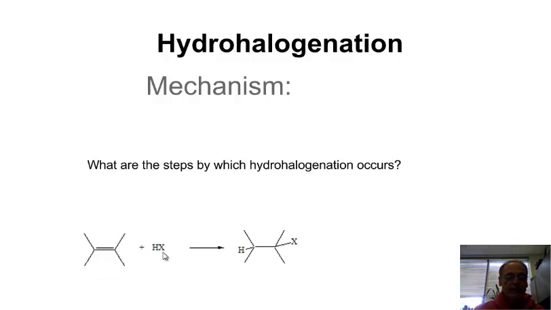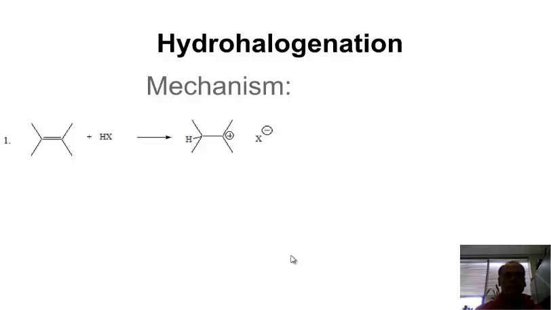And we're going to add HX, which is generic, could be HCl, HBr, or HI. And we see the hydrogen adding on one carbon and the halogen adding on the other. So that's the overall reaction. Okay, so here we go with the mechanism.